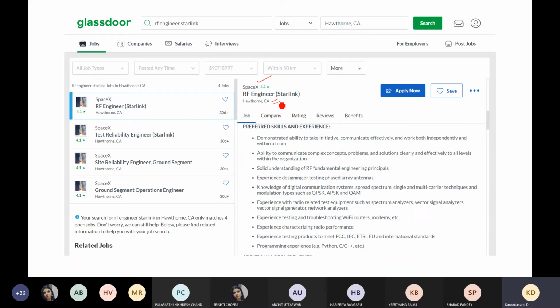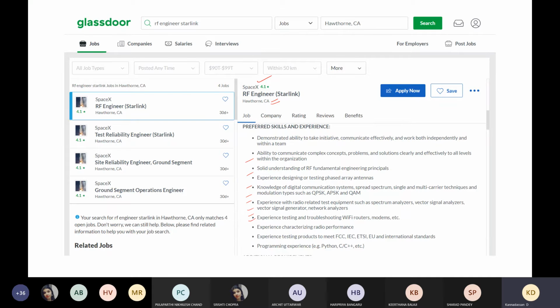They are expecting an RF engineer. You can see the list of requirements they have mentioned, and they want only BTech students in that regard, not even MTech or PhD fellows. I think there will be so many jobs. If you simply go to SpaceX, around some 700 jobs are there, it seems. So you can imagine how big the company is and what type of work they do.